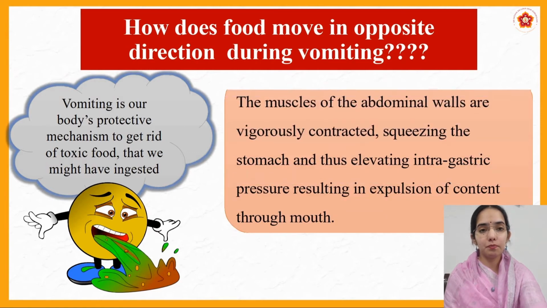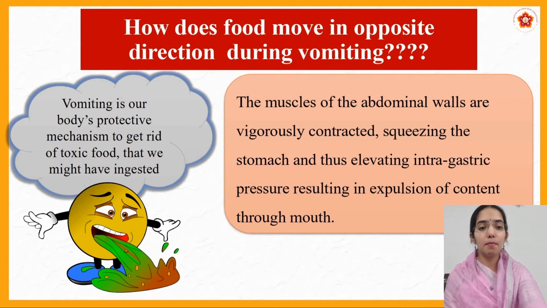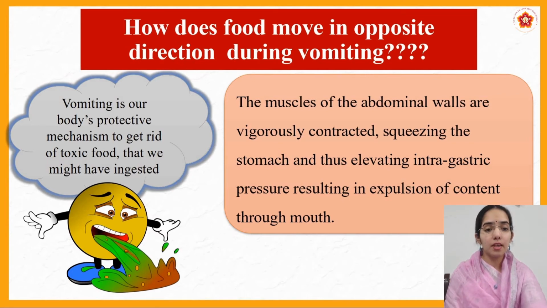Now, why does it happen? Once the body has detected that toxic substances have entered, our brain will send signals to the muscles of our abdominal wall and the stomach wall. Once the signals are sent, the muscles of the abdominal wall contract vigorously and squeeze the stomach. That will increase the pressure inside our stomach, and once the pressure is increased, the food will come out through our body.